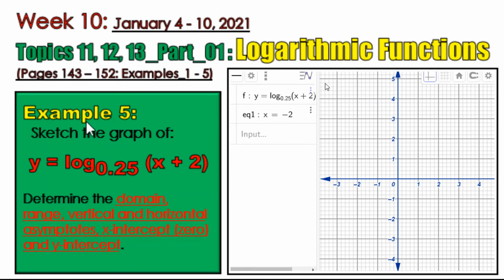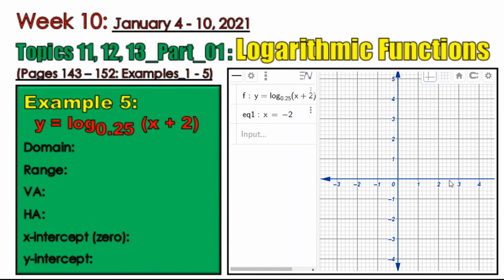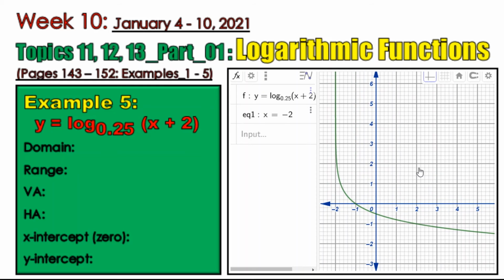So let us discuss the last example, which is example number 5. Sketch the graph of y is equal to logarithm of x plus 2 to the base 0.25, and determine the domain, the range, the vertical and horizontal asymptotes, x-intercept, or 0, and y-intercept. And let us start by sketching the graph of this function. So this is the graph of the given function.